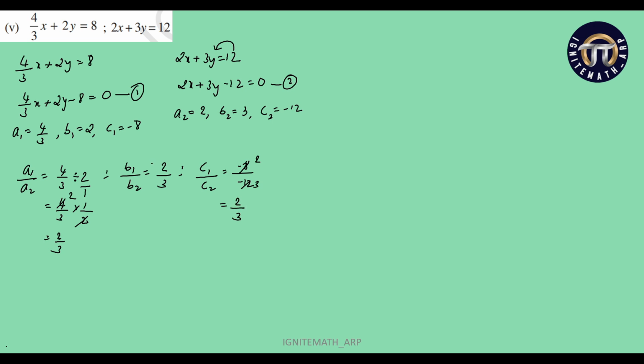So if you observe it carefully, a1 by a2 is 2 by 3, b1 by b2 is also 2 by 3, c1 by c2 is also 2 by 3.